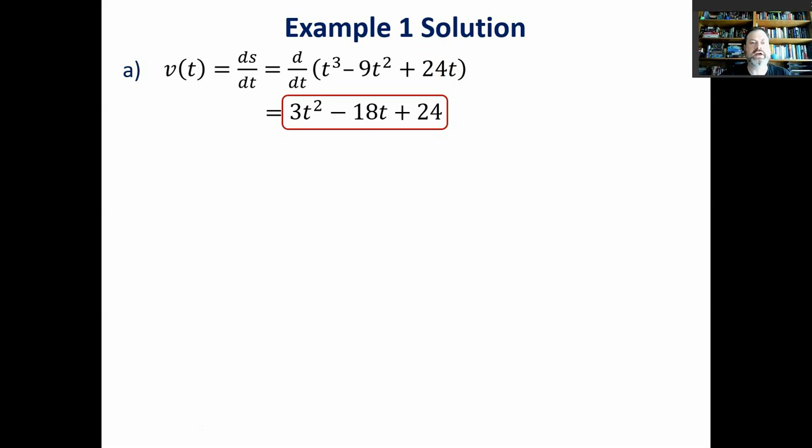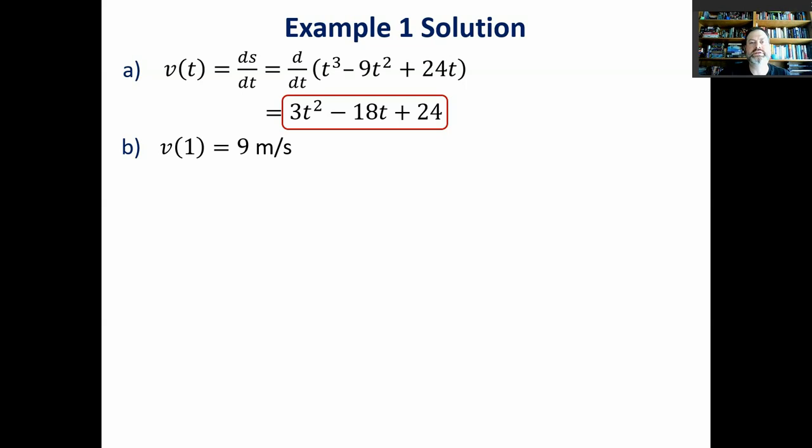Next up, we want to know the velocity at time t equals 1. So just plug 1 in here. So you get 3 minus 18 plus 24, which is 9. So what does that tell us? Well, it tells us that the particle is moving forward at time 1, when t equals 1.